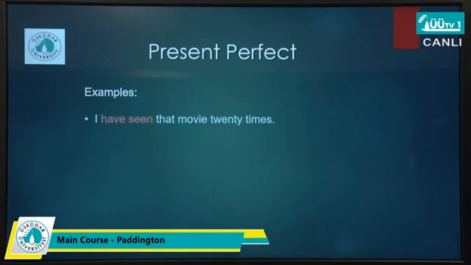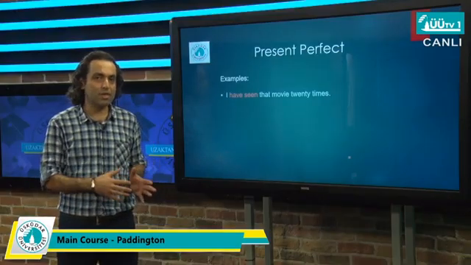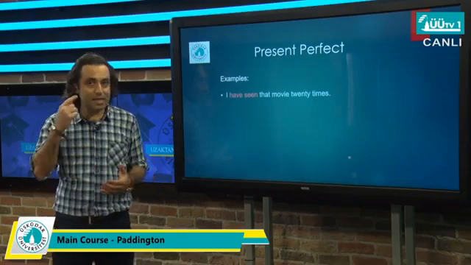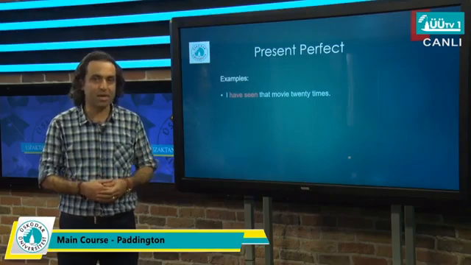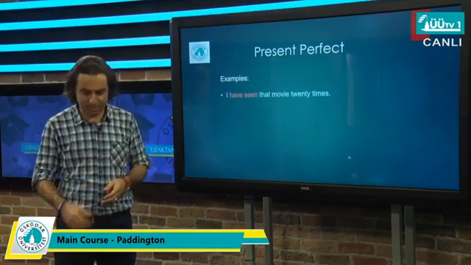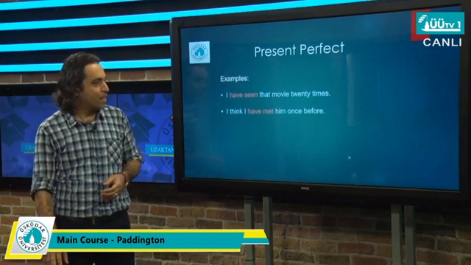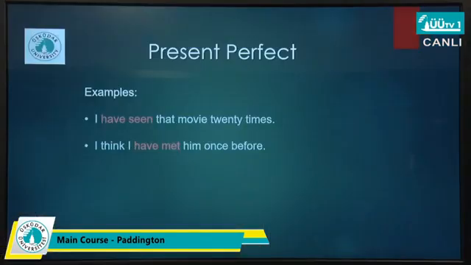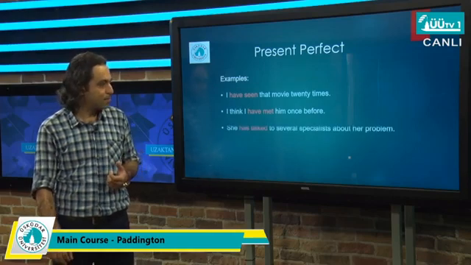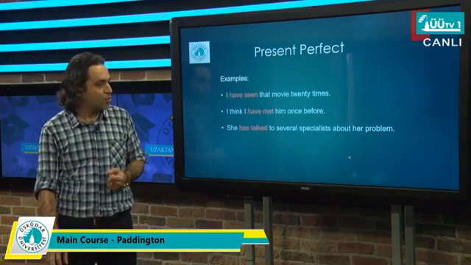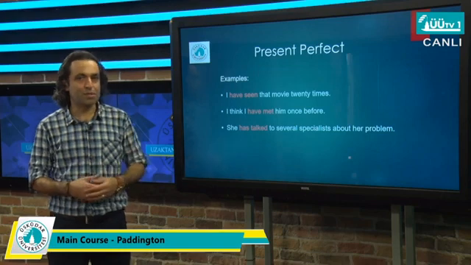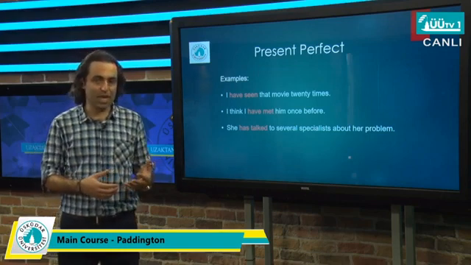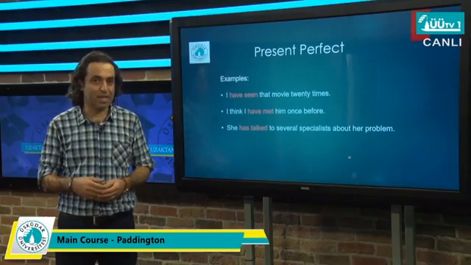I have seen that movie 20 times. In this sentence, the speaker wants to say that he has already watched the movie several times and still he remembers. So the action of watching happened in the past, but still he or she can remember something about the movie in present tense. The other one, I think I have met him once before, again talking about an experience in the past. Or she has talked to several specialists about her problem. She had a problem in the past, she talked to some specialists and tried to figure that out. Now she's sharing her experience in present perfect with us.